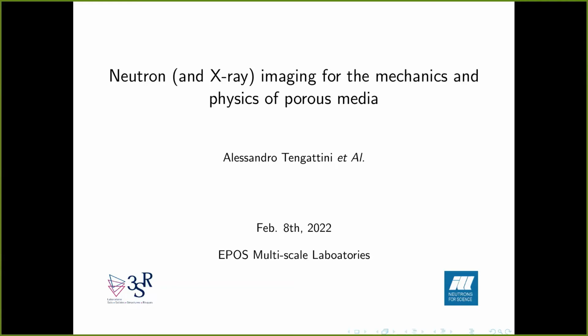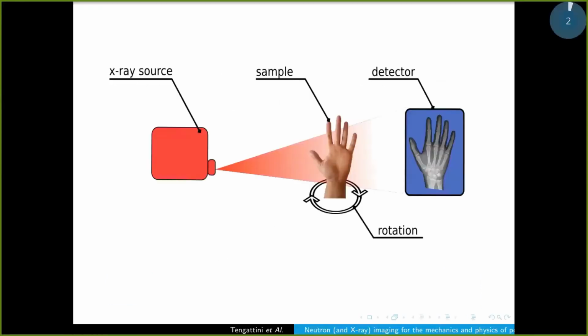So my talk today is going to be about neutron and X-ray imaging, specifically tomography, and its application for the mechanics and physics of porous medium. So a quick reminder for those of you who aren't familiar with tomography, they're certainly familiar with radiography.